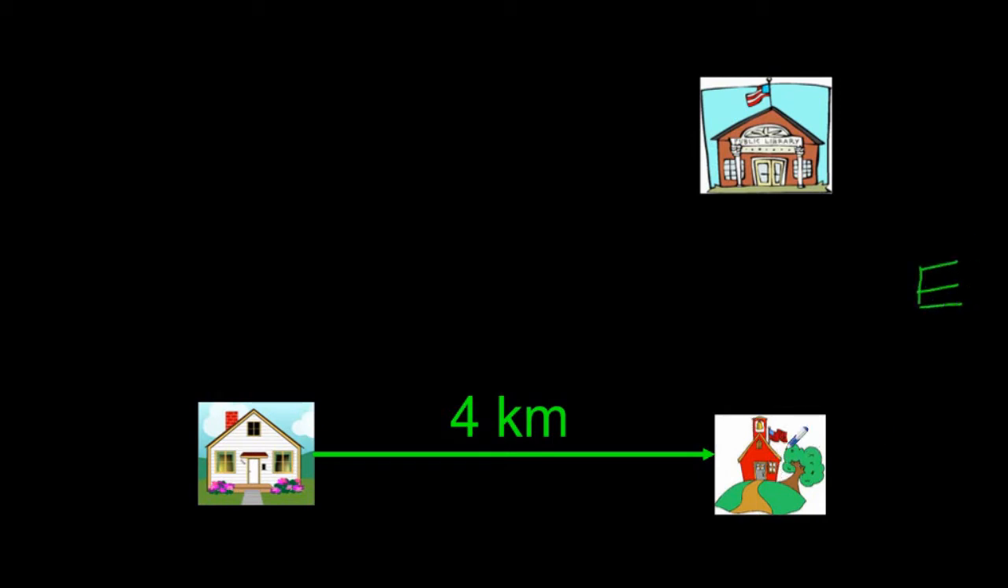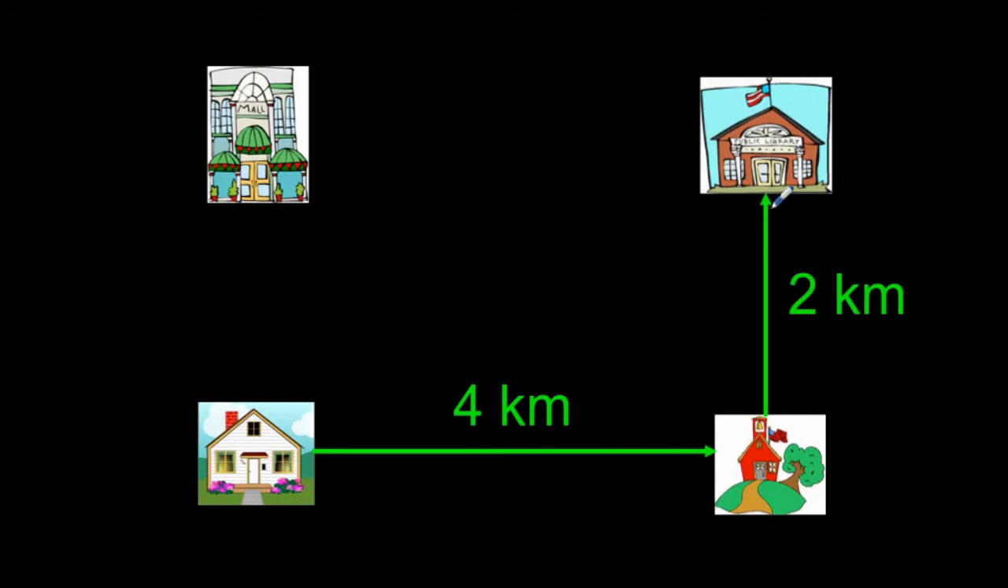So after school you decide you're going to go to the library. Which direction would you go? Well, you would go up here, and the top of a map is always going to be north. So I'm going to draw that in. 2 kilometers north. So now our total distance has been 6 kilometers, and we traveled 4 kilometers east and 2 kilometers north.